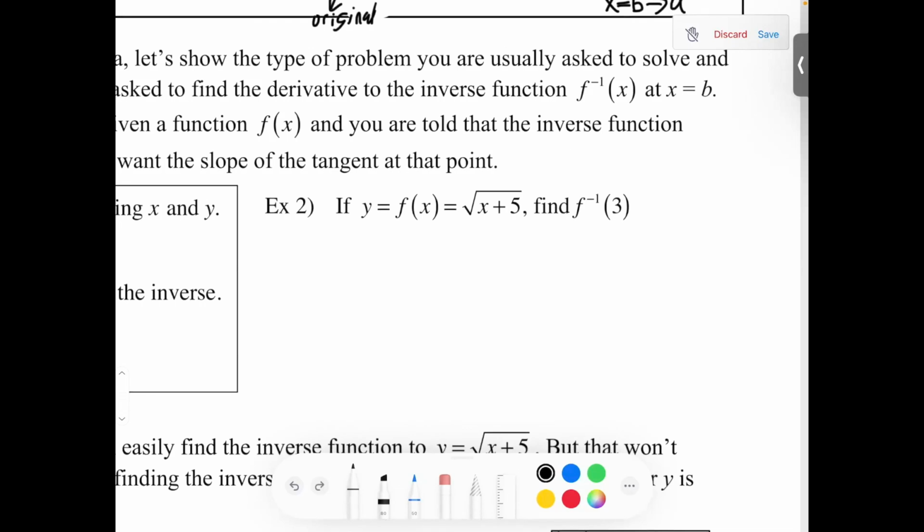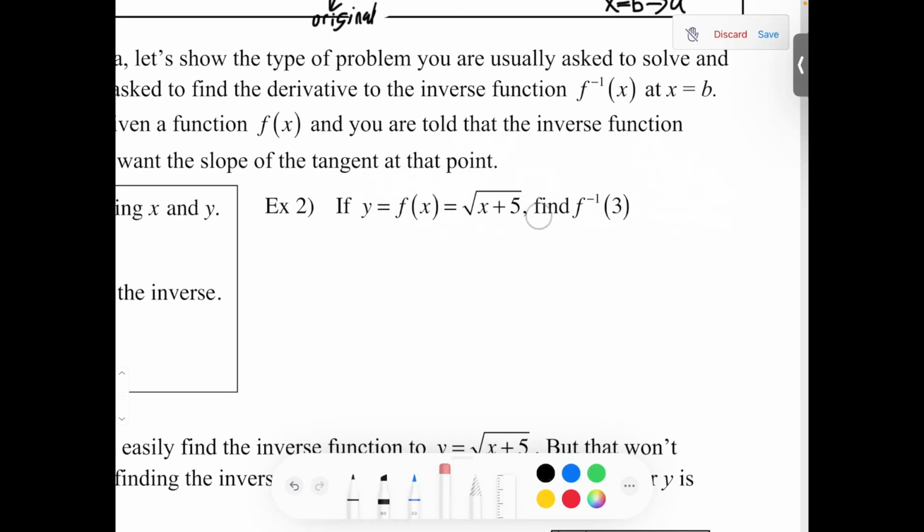All right, y equals f of x equals the square root of x plus 5. And we're asked to find f inverse of 3. This would be that point B, A. So back over here, this point would be 3 comma A. We don't know what A is yet. We might need to find that later. But then over here for f of x, this would be 3 comma B. So we just need to figure out what that A value is in this case.